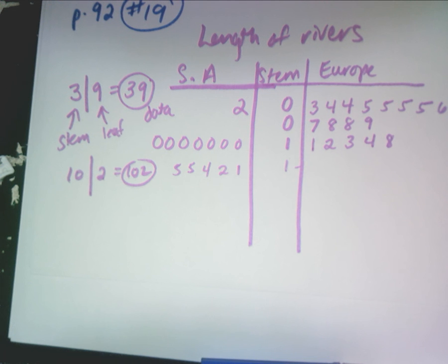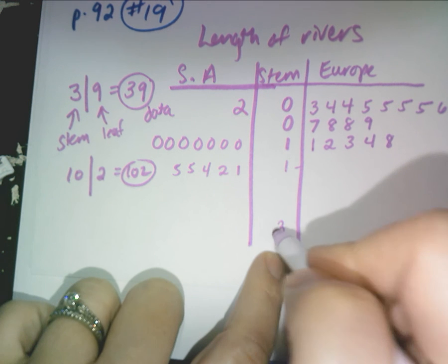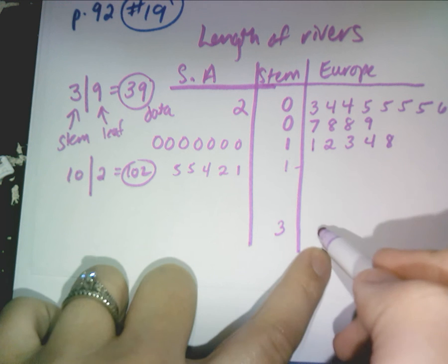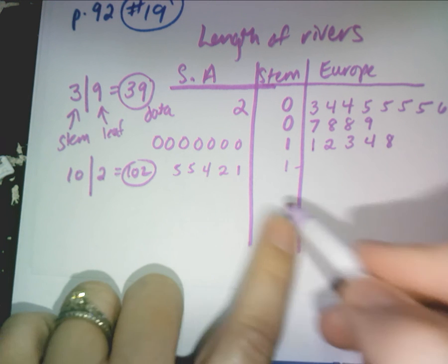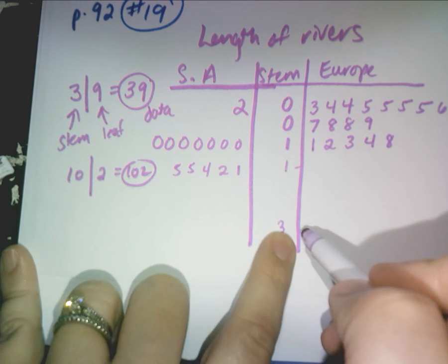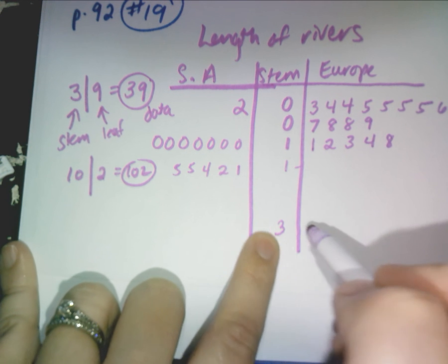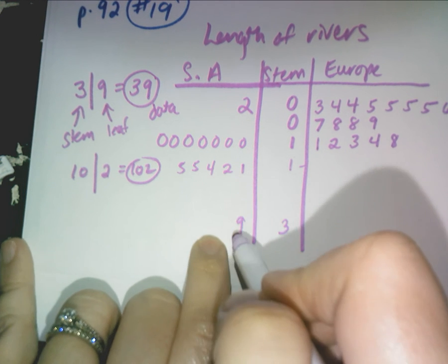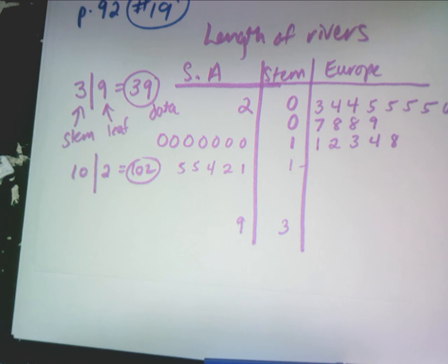If I wanted to write 39 for South America has a 39. What is going to be my stem? 3. So down here, I'd go to 3. And then where would I put the 9? Here or here? If I put it on this side, that would be the Europe length. So I put the 9 over here, 39. When you read it back to back, it looks like that.